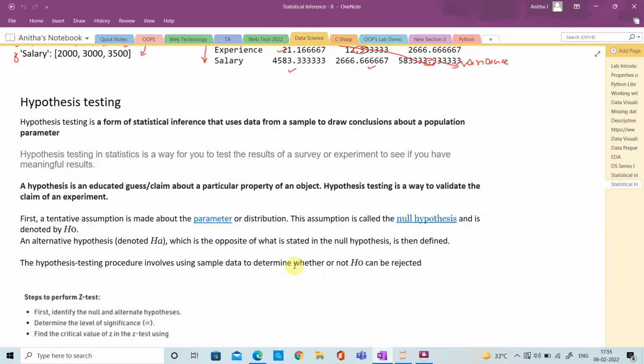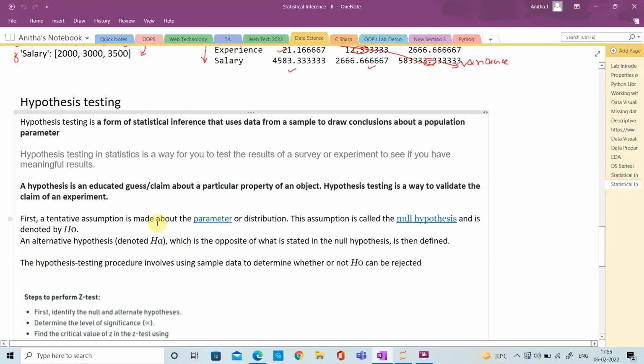The claim, whatever you are telling about that experiment, is called the hypothesis. You need to prove that claim, and to do that we need statistical experiments, which is called hypothesis testing. Hypothesis testing is a form of statistical inference that derives some conclusion about your population based on the sample. So when you do hypothesis testing, you are testing the result of your survey to see whether you are getting some meaningful result.